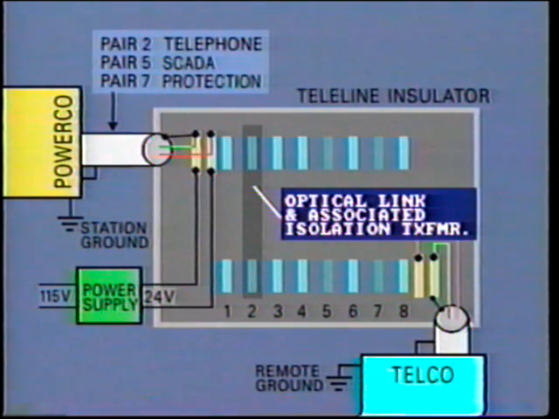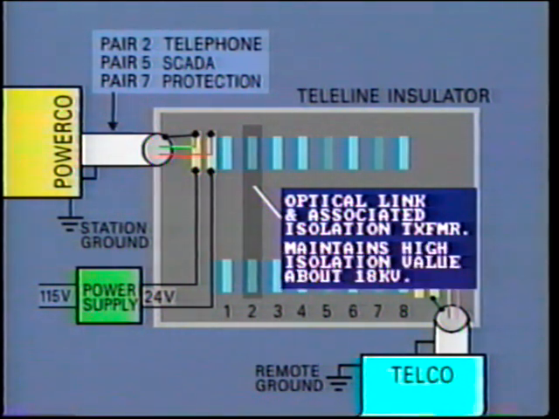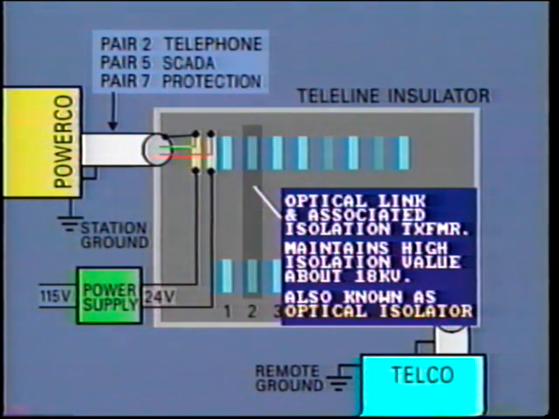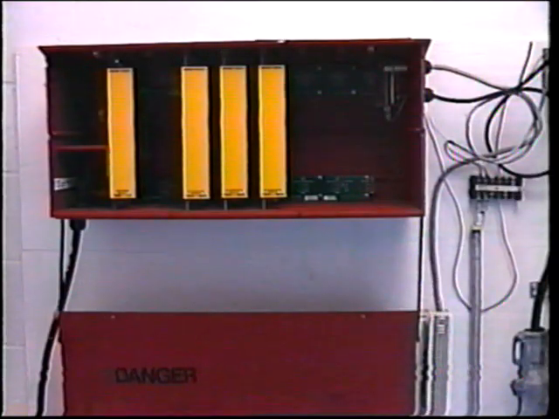The optical link and associated isolating transformer is placed across the gap, so providing connection of the telephone circuits, but maintaining the high isolation value, about 18 kilovolts. The optical link is also known as the optical isolator. The link is in the form of cards containing printed circuit modules which are fitted into a rack like this.